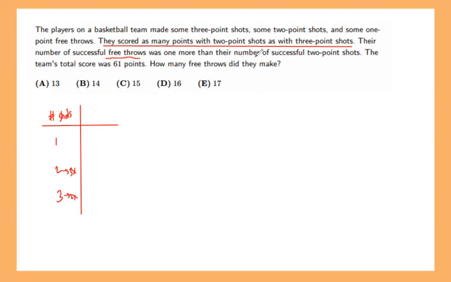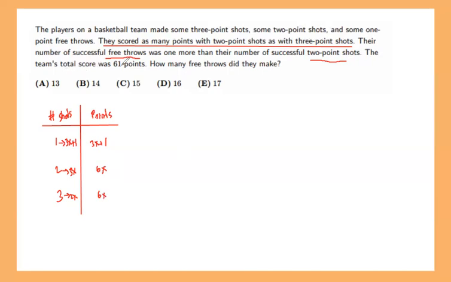So the number of successful free throws is one more than the number of successful 2-point shots. So 2-point shots is 3x, right? Which means there will be 3x plus 1 free throws, each worth 1 point. So the point values: this one will be 3x plus 1, and this one will be 2 times 3x, which is 6x points, and that will be 6x points as well.